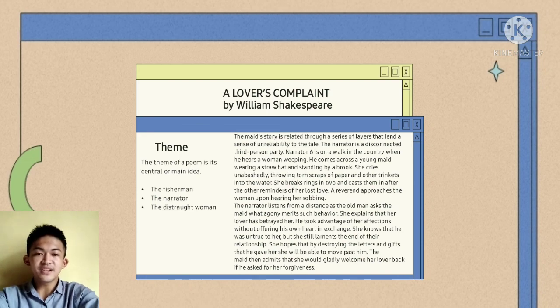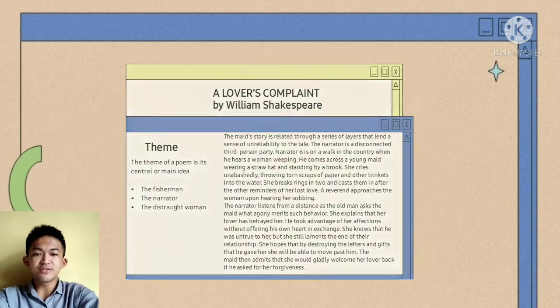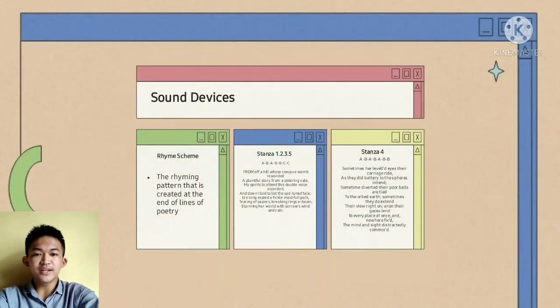And the next element that we will discuss is sound device. The first one is rhyme scheme. What is rhyme scheme? It is the rhyming pattern that is created at the end of lines of the poem. This poem, A Lover's Complaint by William Shakespeare, consists of 5 stanzas, and stanzas number 1, 2, 3, and 5 consist of 7 lines. So the rhyme scheme is A, B, A, B, B, C, C.